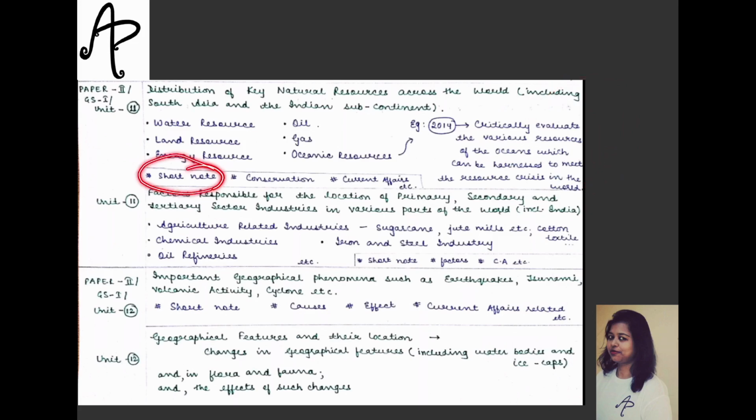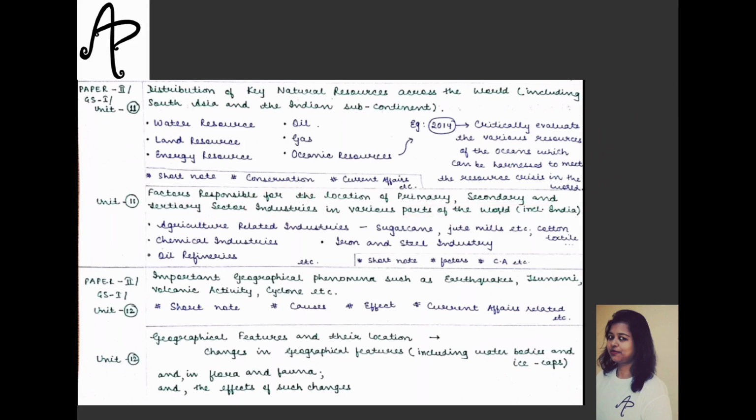So you should have your short notes ready on different resources, the distribution and then the impact, etc. The conservation, of course, and any current affairs related data, report, input, any kind of thing would be very handy for such sections. Of course, the map work need not be forgotten. The next section in this unit itself talks about factors responsible for the location of primary, secondary and tertiary sector industries in various parts of the world.